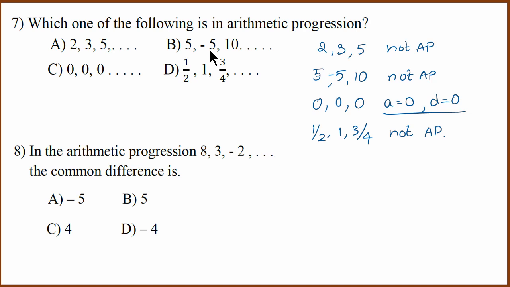5 minus 5, the difference is minus 10. Whereas minus 5 plus 10, the difference is plus 15. So this is also not arithmetic progression. This is a unique arithmetic progression where A is 0, first term 0, but the difference 0 agide. Then arithmetic progression anta helbodu. Whereas this one again is not arithmetic progression because you can see half becomes 1 and then 1 becomes less than 1. So the difference is not the same. So this is also not arithmetic progression. The correct answer is C.